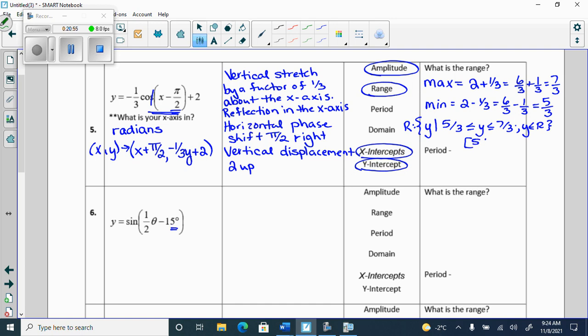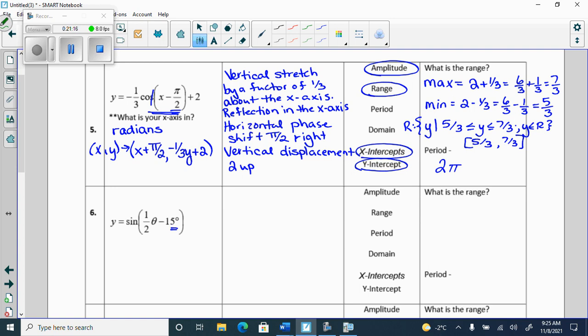Don't put a terminating decimal. These don't terminate. So if you put a rounded decimal for them, you wouldn't be right, unless it asked you for a rounded decimal. And what's the period for these ones? 2 pi. 360 isn't an option because it was in radians.